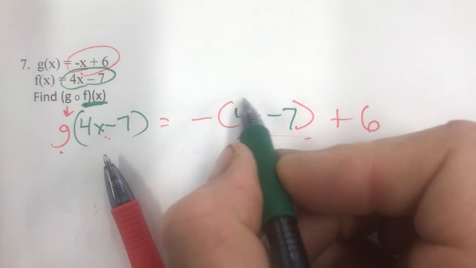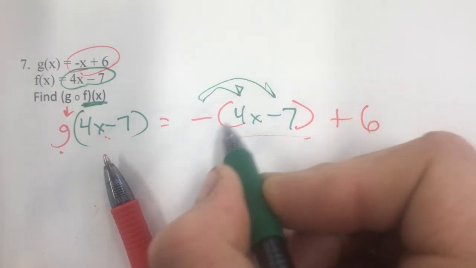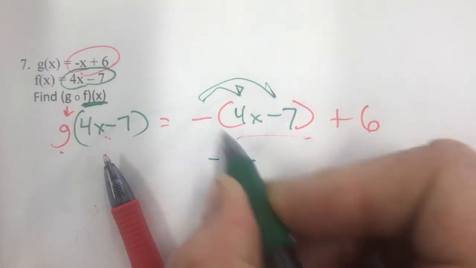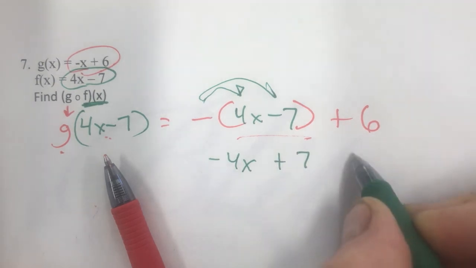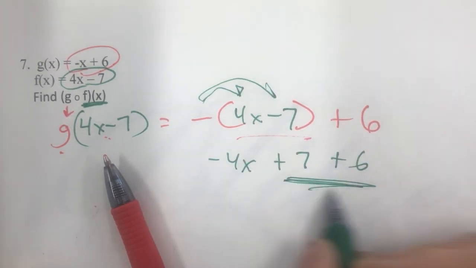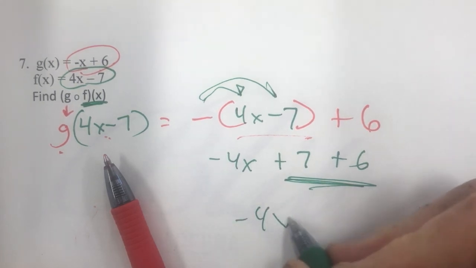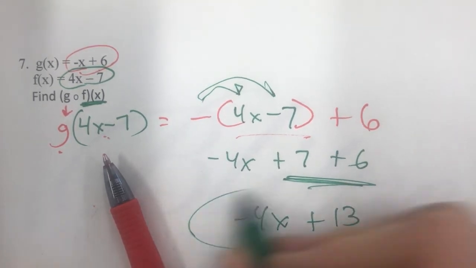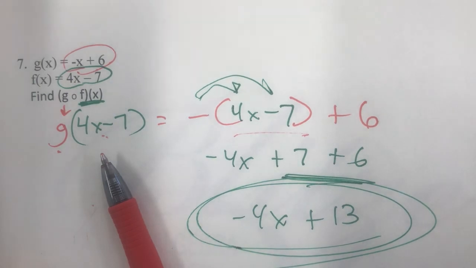All right, so I distribute this minus in here, so that's going to turn it into -4x. It's going to turn it into a positive 7. Then I got this plus 6. I'm not doing that because it's not in the parentheses. And now these two are like terms. So that's going to be -4x plus 13, and there's my answer.